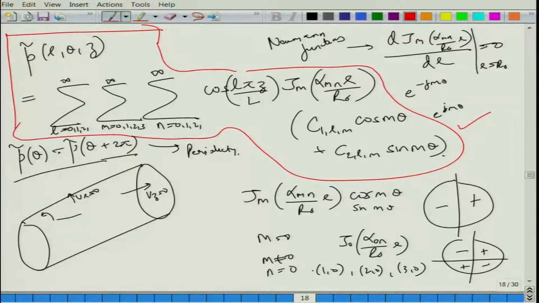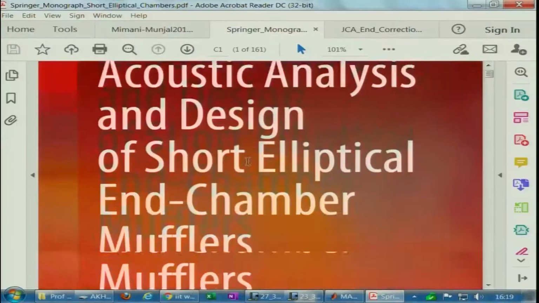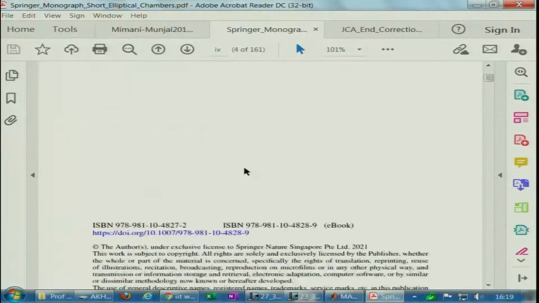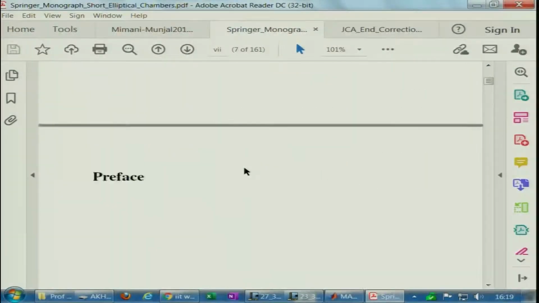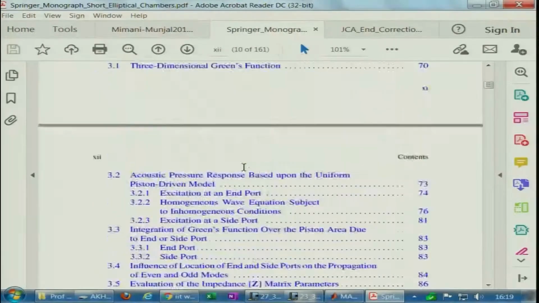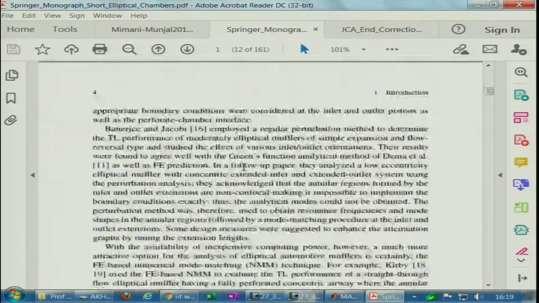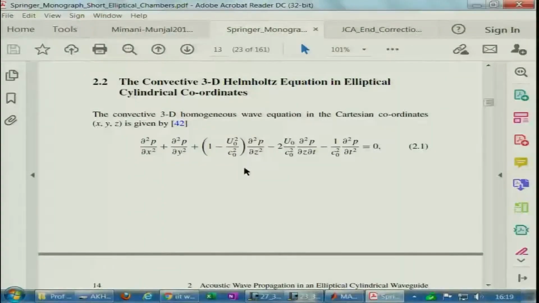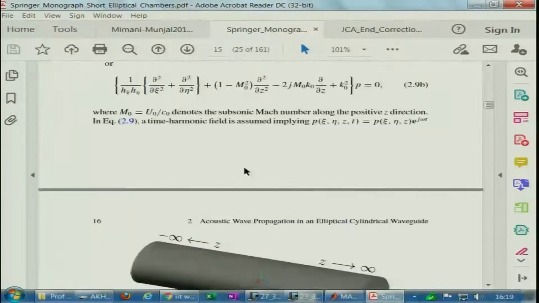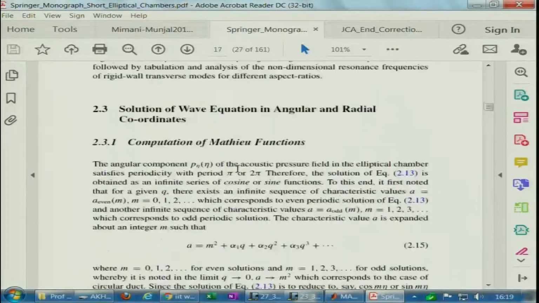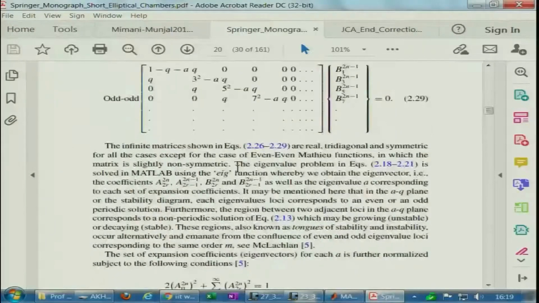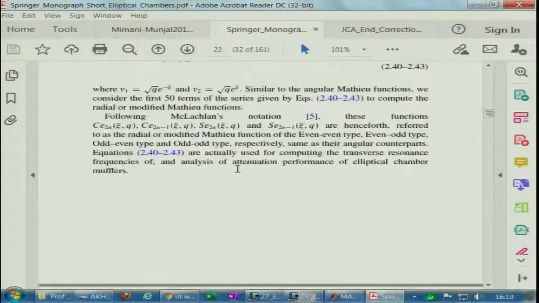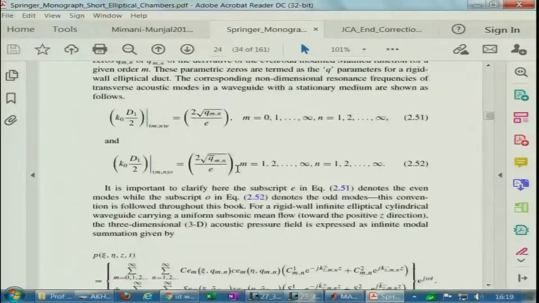So, we will look at the Green's function solution and also the piston driven solution just in a while. This is the book I was referring to, published a while back by me. It is a Springer book. I am going to go to the second chapter, where the modal solution is given for the circular cylindrical case.